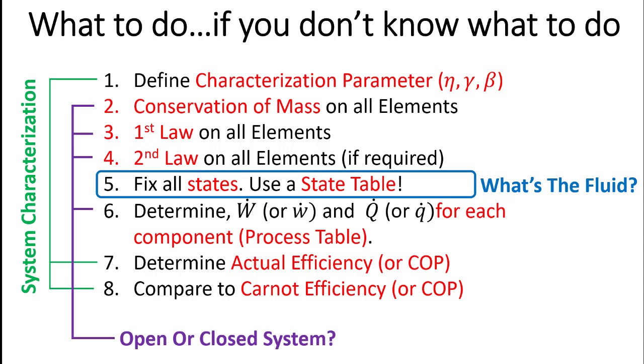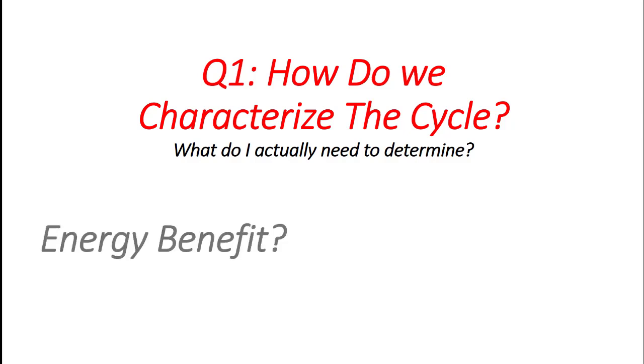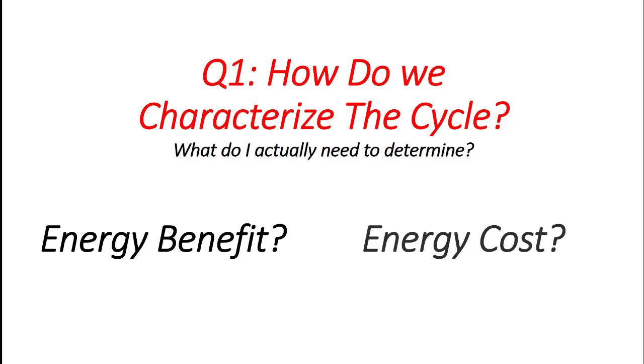So I think when we're doing cycle problems, there are three questions that we need to ask. How do we characterize the system? Are the processes open or closed? And what's the fluid? I think we can group all of these cycles based on the answers to these questions. So first, how do we characterize the cycle? Or what are the things that I'm trying to find? Ultimately, this is the energy benefit. That's always going to be the numerator in these characterization parameters. And then what's the energy cost? That's always going to be the denominator.